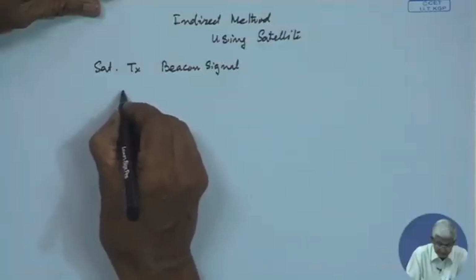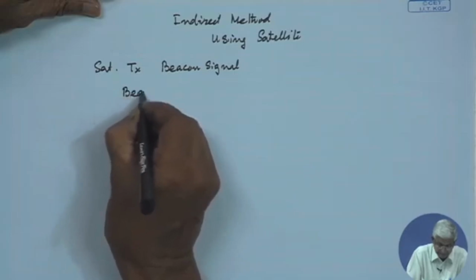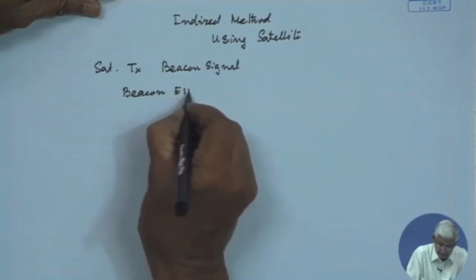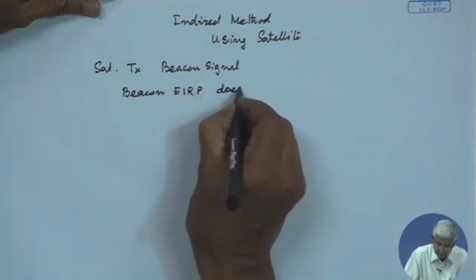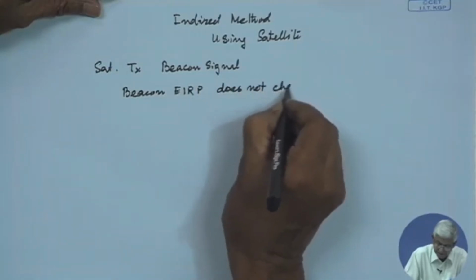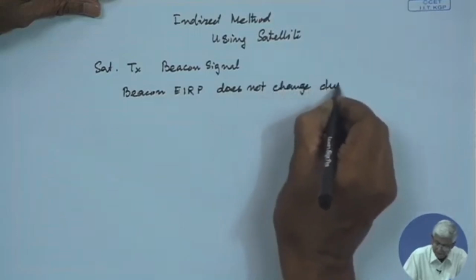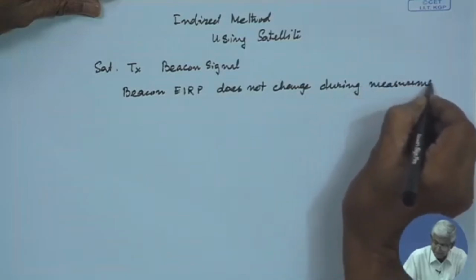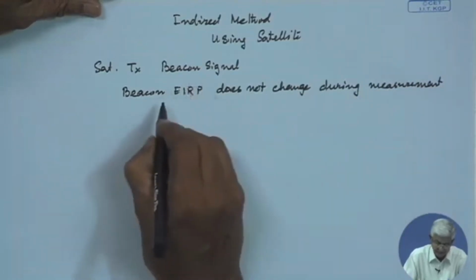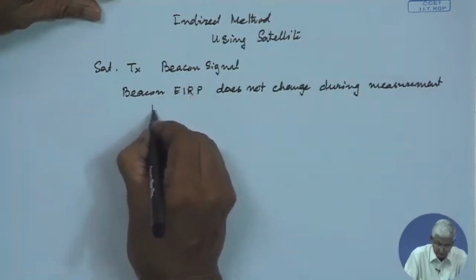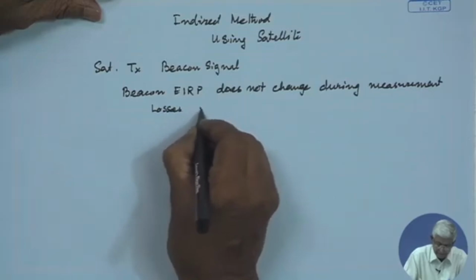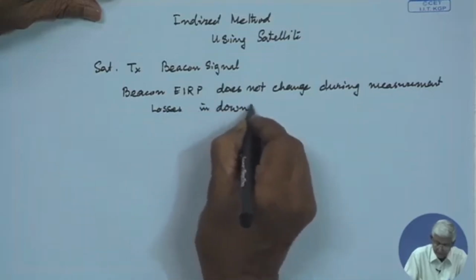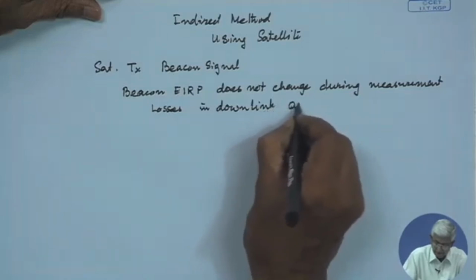So, we simply have to assume something, that is the beacon EIRP does not change during measurement, and of course, the value of that is known. Then the losses in downlink are known.